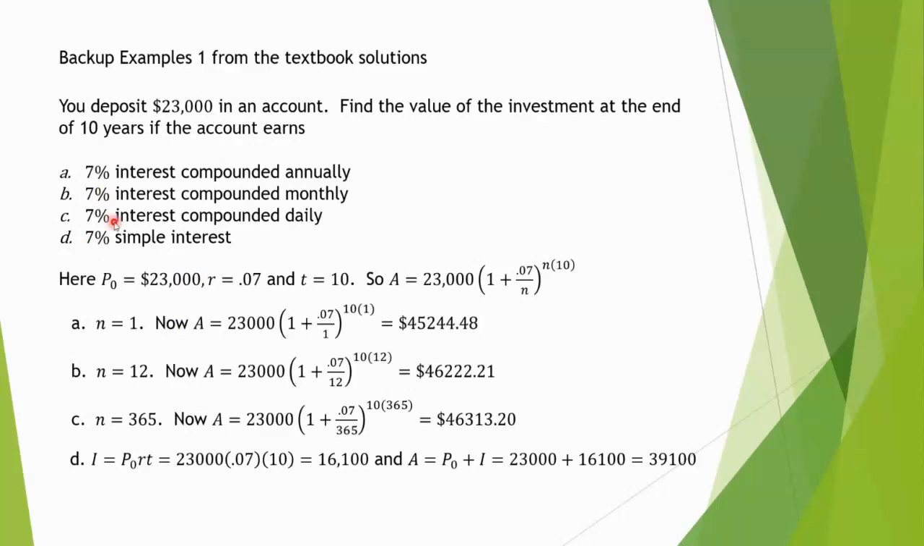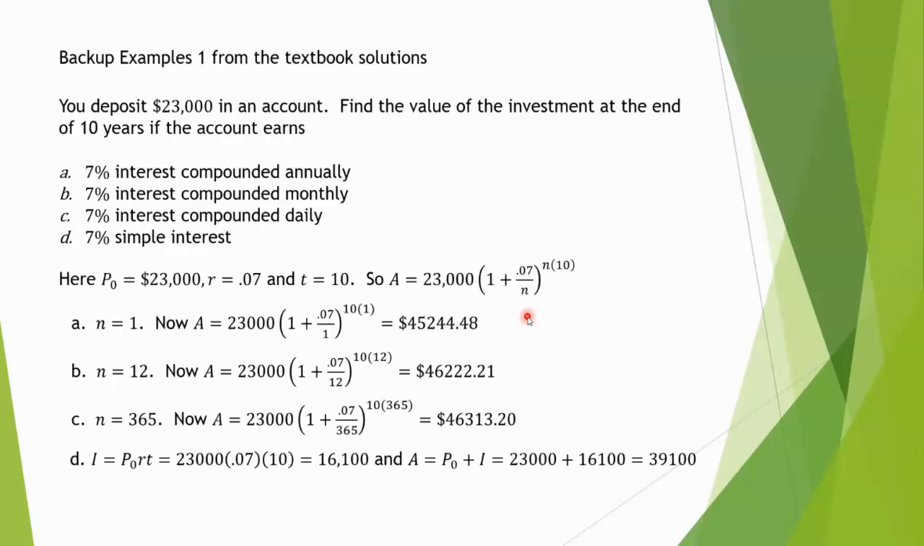In each case, you can see that your APR is 7%, so the R here is 0.07. It's 10 years in each case, so T is 10. So this is going to be your formula. It's just that in each of these 4 parts, your N will change. Actually, I shouldn't say each of the 4 parts, because in D, it's simple interest.